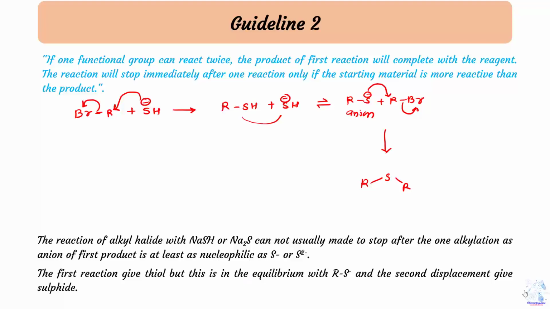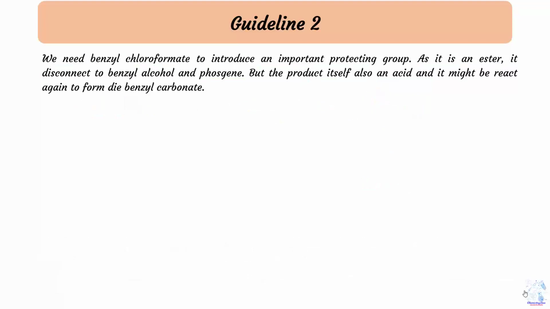Now, about that same guideline, we have to take another example. We need benzyl chloroformate to introduce an important protecting group. So what should I do? I will add the benzyl chloroformate here. We will take a look first at a retrosynthesis and then at the synthesis portion. So that is the synthesis of benzyl chloroformate.